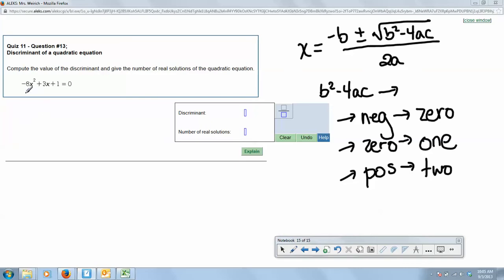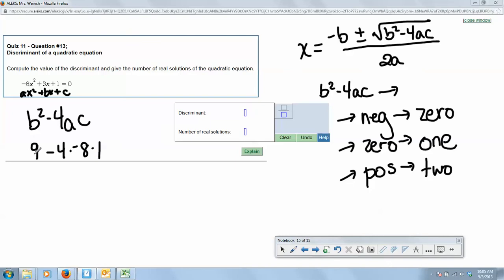So we just want to take, in this order, ax squared plus bx plus c. We just want to figure out what b squared minus 4ac is. So in this case, b squared is 3, 3 squared is 9, minus 4 times a, which is a negative 8, times c, which is a 1.